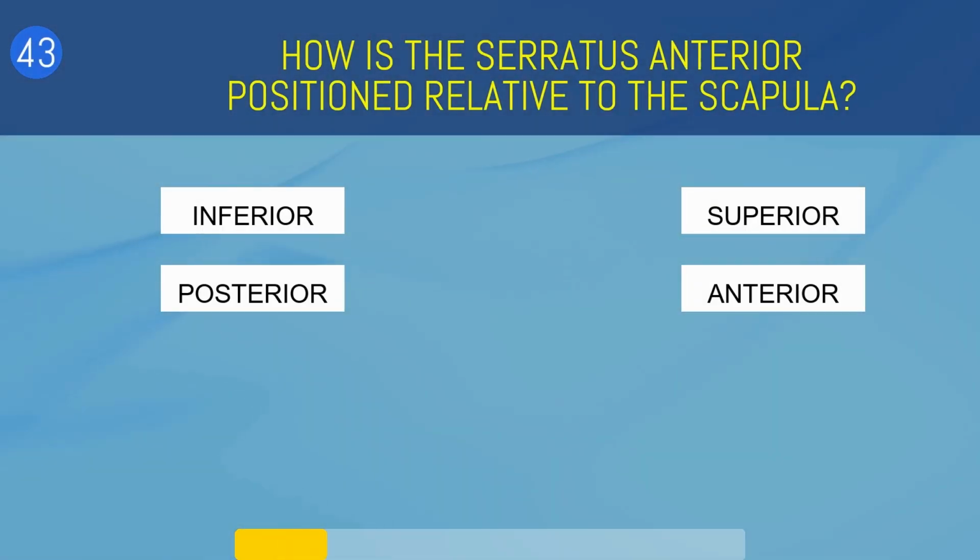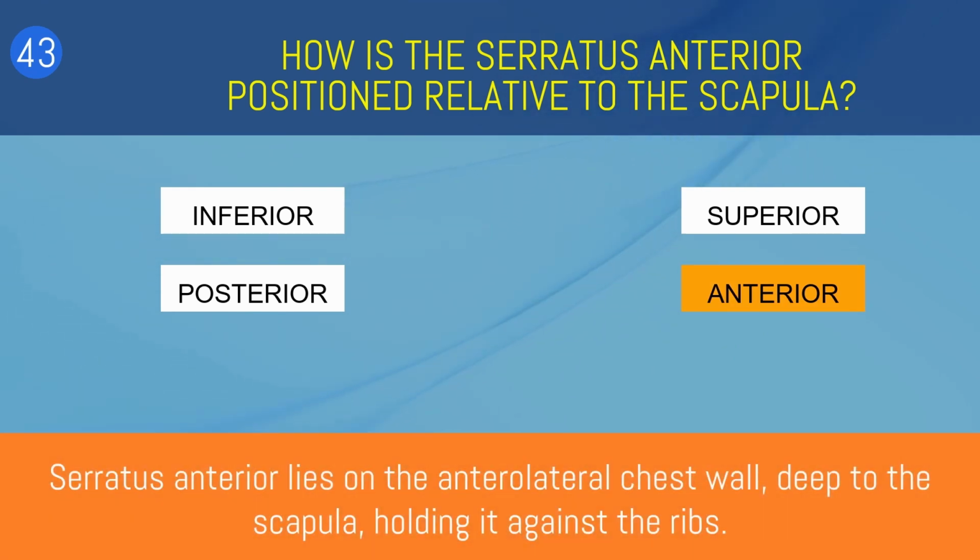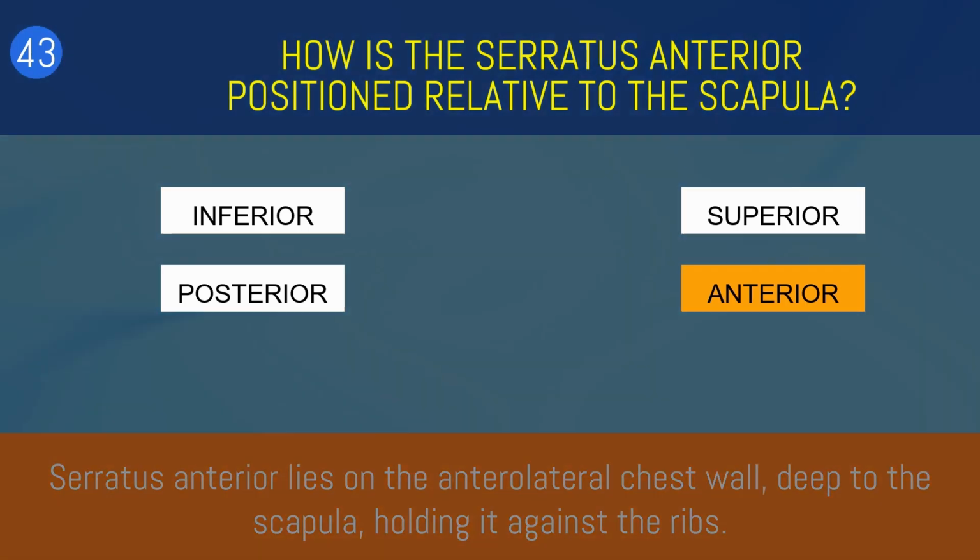How is the serratus anterior positioned relative to the scapula? Inferior, posterior, superior, or anterior? Anterior. Serratus anterior lies on the anterolateral chest wall, deep to the scapula, holding it against the ribs.